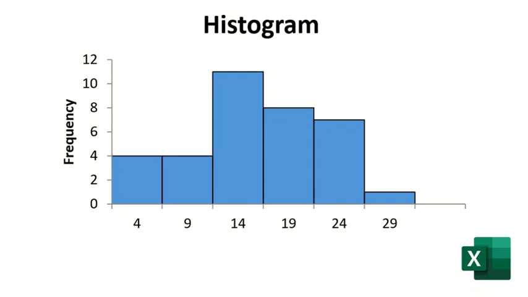A special type of bar graph may be seen here in this histogram. Notice the bars are now next to each other without any gaps. Each bar represents a class interval.